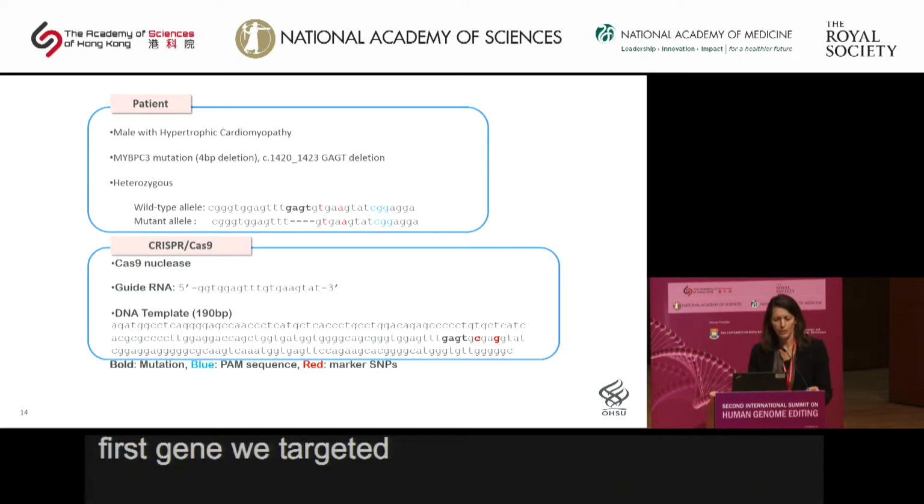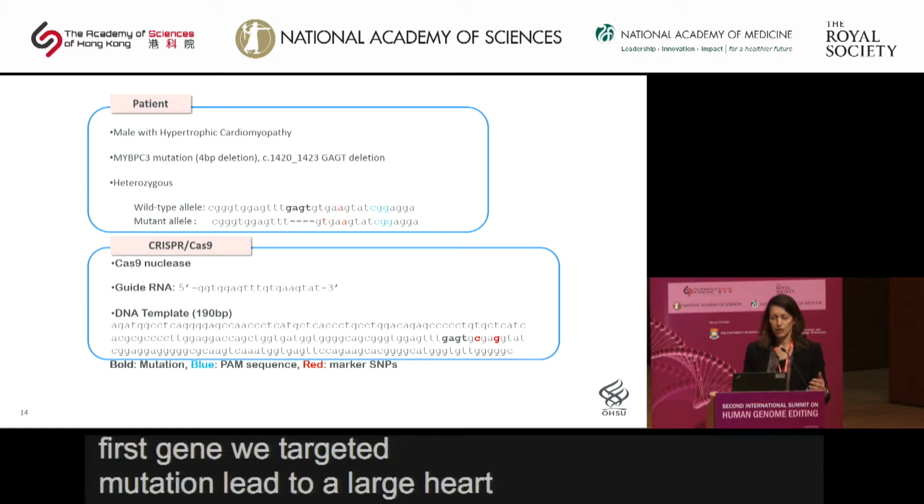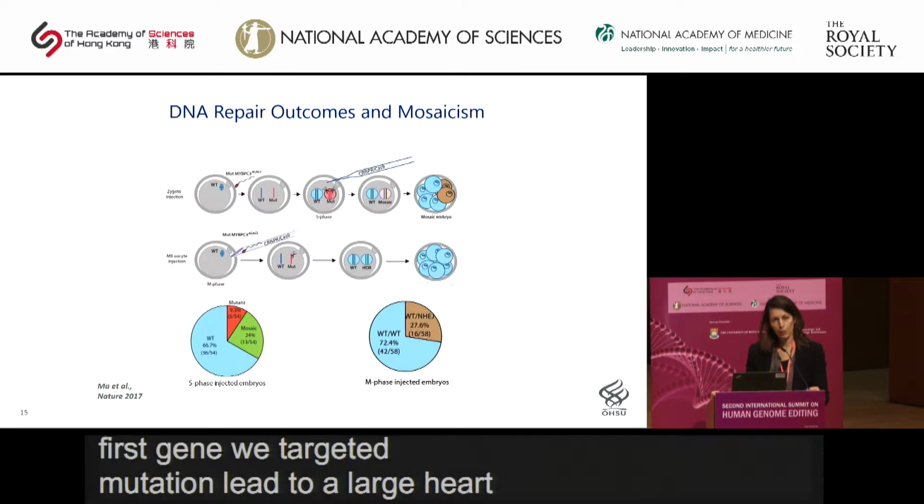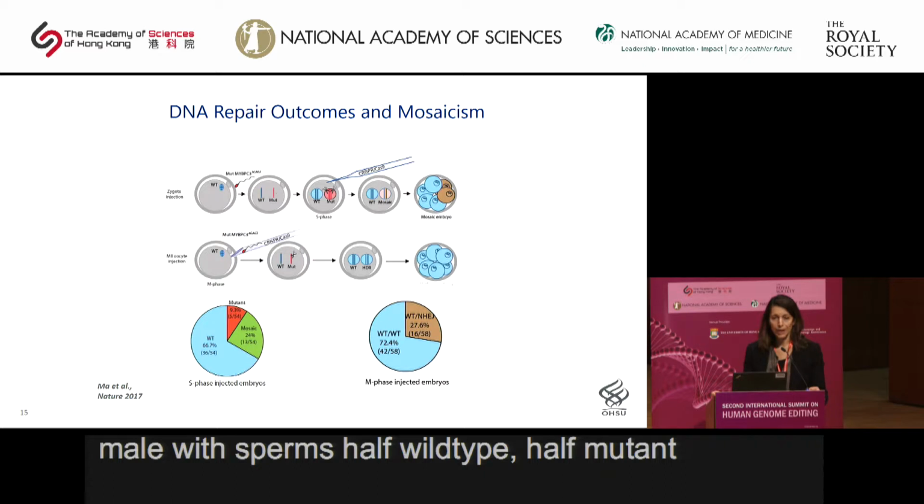So we recruited a gentleman who had this mutation. He's heterozygous, so half his sperm are wild type and half are mutant. We designed a CRISPR-Cas9 complex to target this particular mutation and provided an external DNA template for the embryo to use to repair itself. We again recruited young, healthy women to donate eggs, fertilized these eggs with this gentleman's sperm, and then analyzed the embryos at the 8-cell stage. And what we observed was a higher percentage of wild-type embryos than expected.